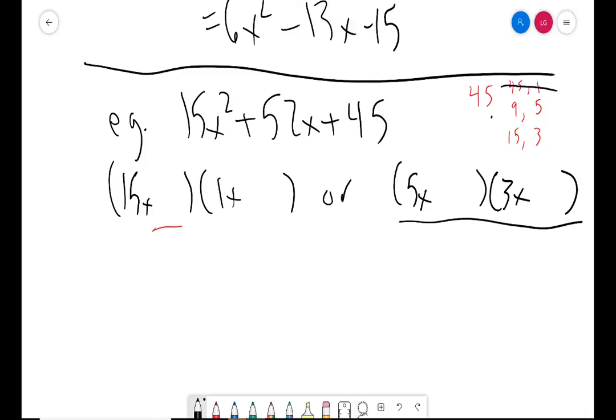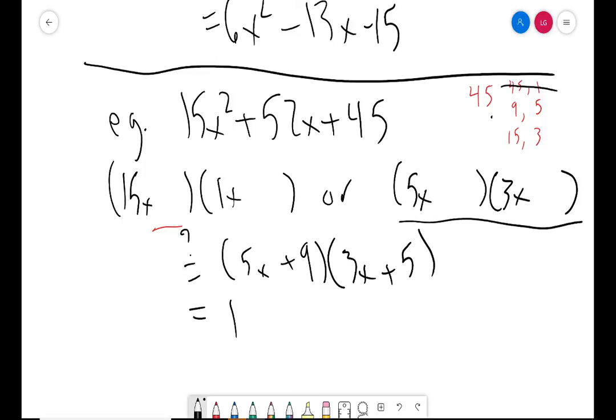Let's take a look at those in this secondary pair here. I could do plus 9 plus 5. What does that look like? Plus 9, 9 times 3x, 27x. Plus 5, 5 times 5x, 25x. 25 and 27 looks good. So I'm speculating here, and I think that it is this. Let's verify.